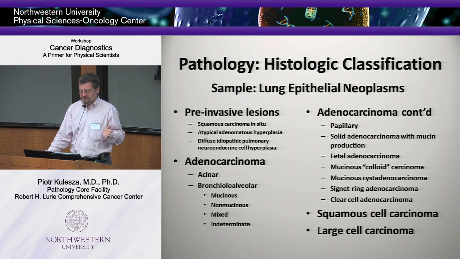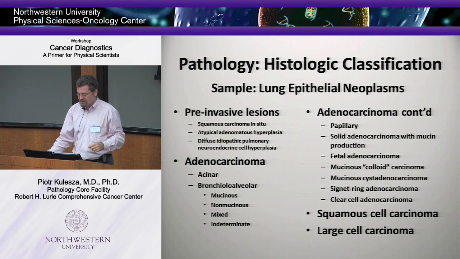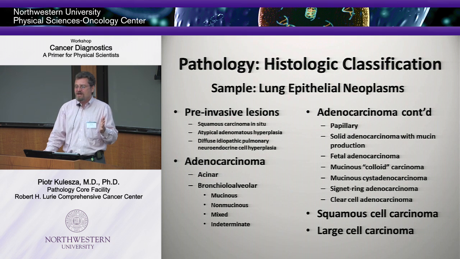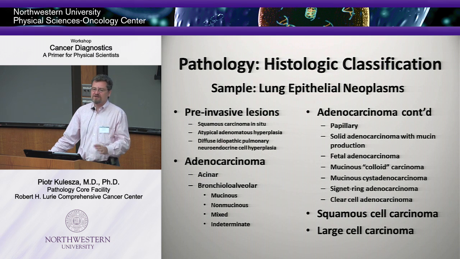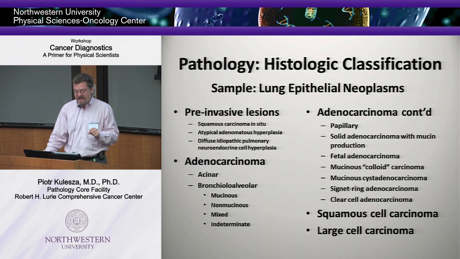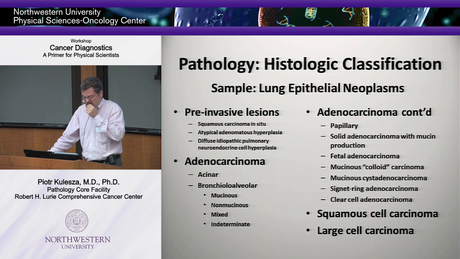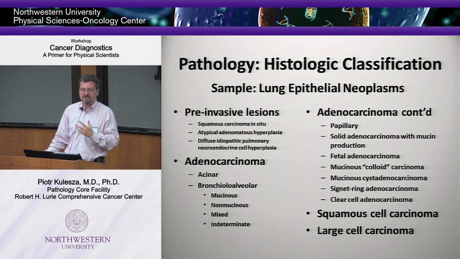So you go from pre-invasive lesions to big global terms of adenocarcinoma, squamous cell carcinoma, large cell carcinoma, and there are hundreds. This stuff by now is about, I'm not kidding you, 120 years old or more, okay, in terms of the terms that we use. And if you go into these smaller text, I think that you can see these, right? It has the mucinous, non-mucinous, mixed, papillary, fetal adenocarcinoma, signet, and clear cell.